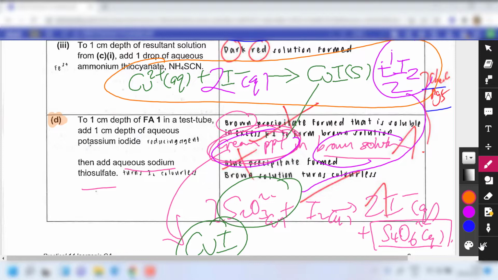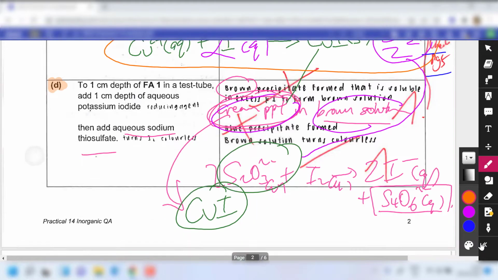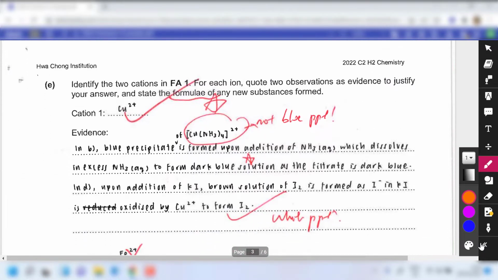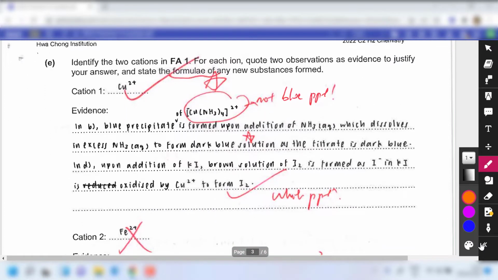Okay. So we're going to move on to part E. You're supposed to identify the two cations in Fa1. I think we have talked a lot, so right now it's more on the answering technique. Quite a lot of the students don't answer this question very well. The reason is most of you fail to read the instructions given to you.